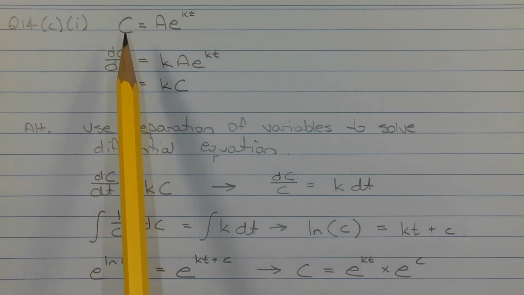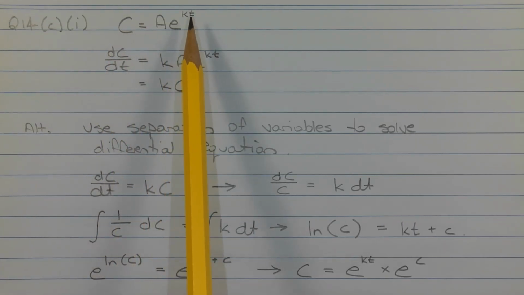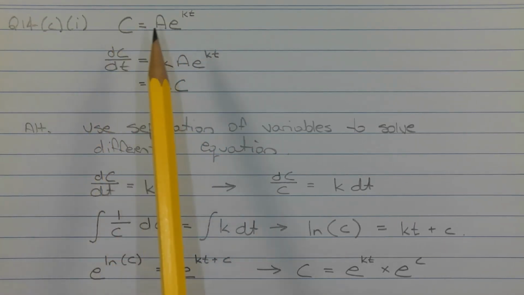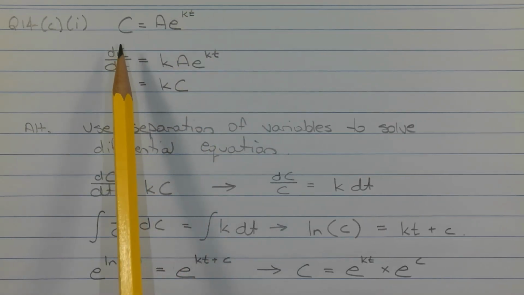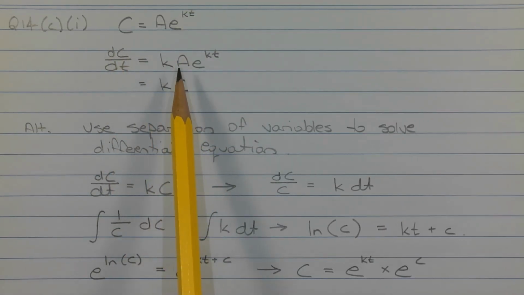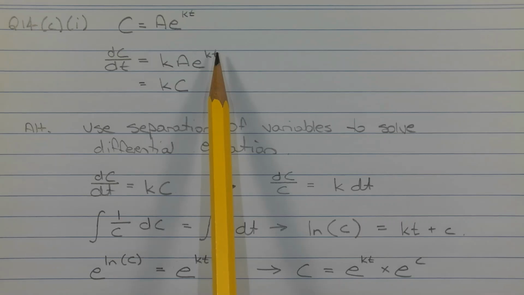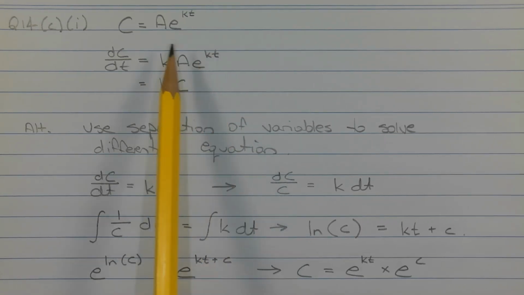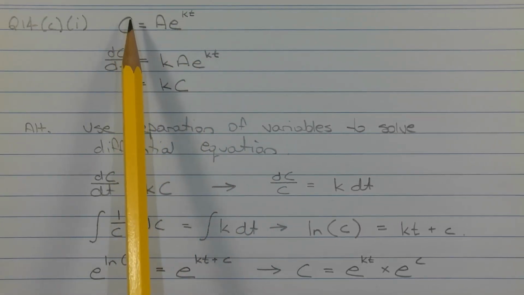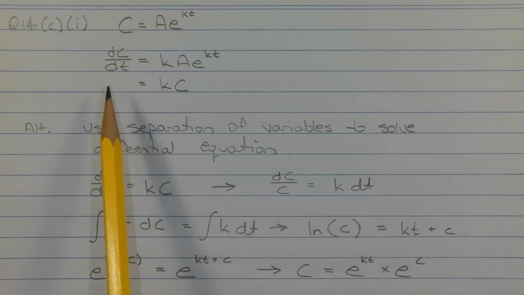Starting with the function C = Ae^(kt), differentiating C with respect to t, we get dC/dt is equal to k times Ae^(kt). But Ae^(kt) is equal to C from this equation here. Therefore, dC/dt is equal to kC as required.